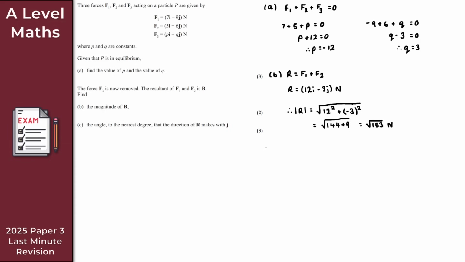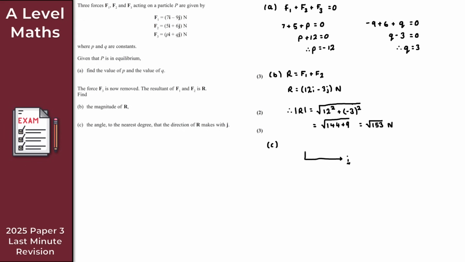And then finally, for the very last part, part C. What we want to find here is the angle, to the nearest degree, that the direction of R makes with j, so j being the unit vector, right? What I would recommend doing here is just drawing a quick sketch. It doesn't need to be perfect, but all we want to do is visualize this problem, right? So the x-axis here would be i, my unit vector. So that's i there.